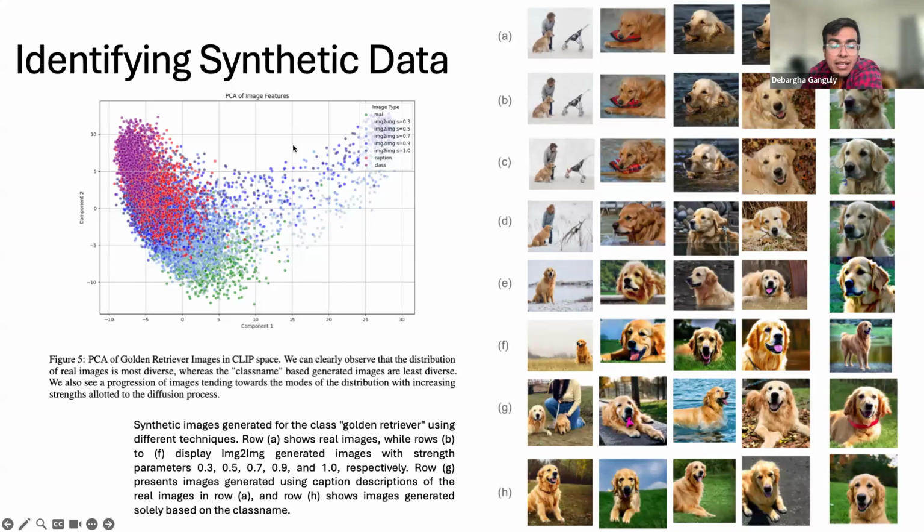And what we end up seeing via this PCA is that real distributions are actually very varied. And as you go towards synthetically generated data, you end up getting this kind of mode collapse over here, where you're generating only a specific kind of image compared to the real distribution, which is way more varied. And as you increase the image-to-image strength, this collapses.